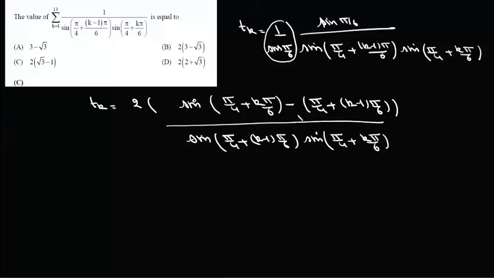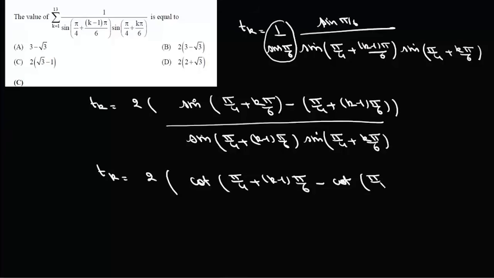Now this is sin A cos B minus cos A sin B. Now if we split, in the first part sin of pi by 4 plus k pi by 6 will cancel. So we'll get this tk as 2 times, and then we'll have cos upon sine. So there will be cot of pi by 4 plus (k minus 1) pi by 6, and then minus cot. In the second part, this k minus 1 part will cancel. We'll get pi by 4 plus k pi by 6.